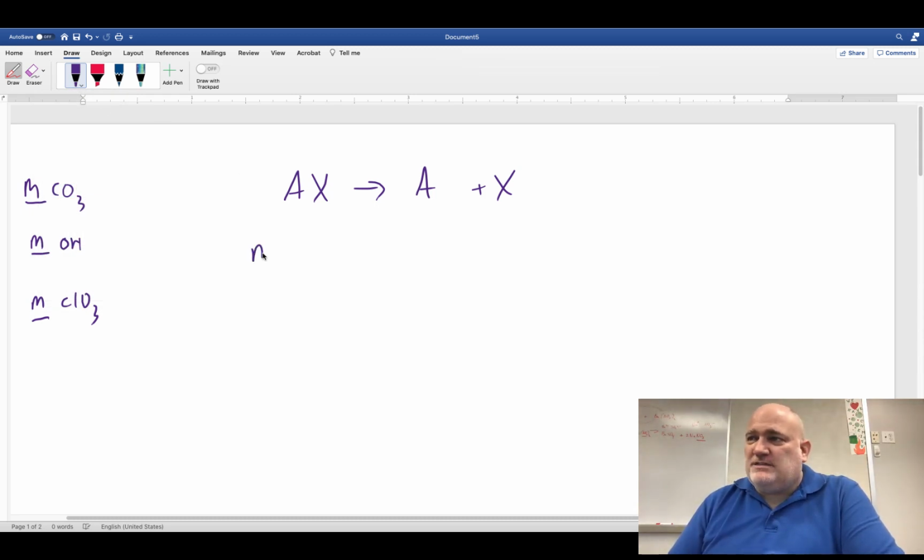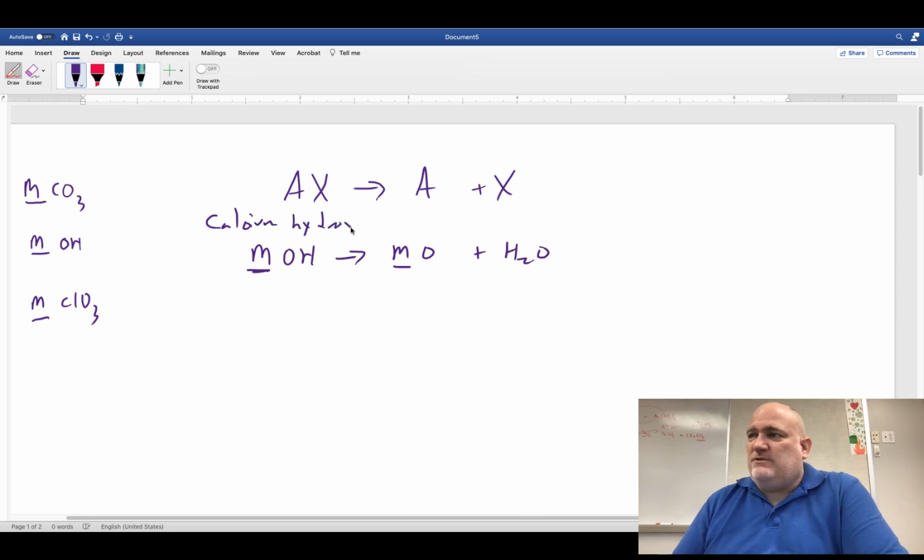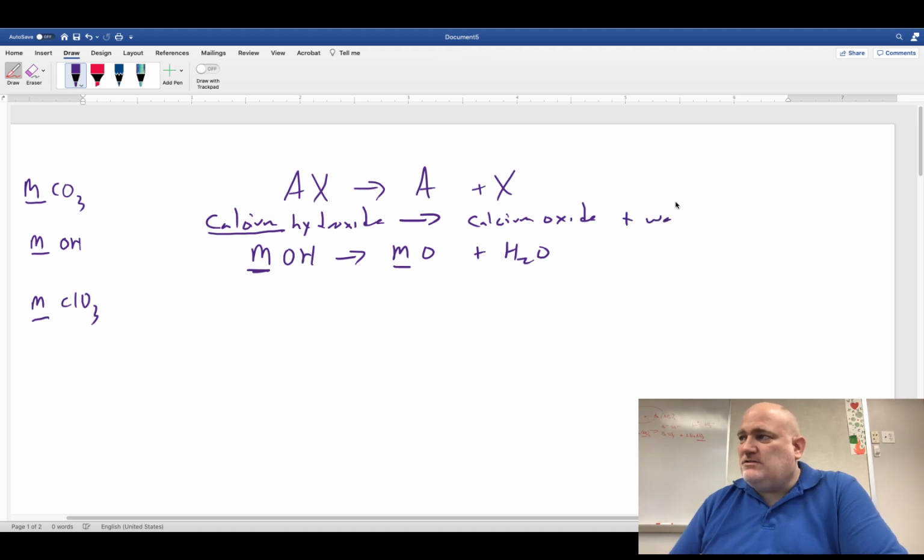And what happens with metal hydroxides is that they break apart into metal oxides plus H2O. Now again, the metal will change, but everything else won't change. So let's say we took a metal like calcium, and let's say the problem was this. Calcium hydroxide, and we saw an arrow. Well, the metal is calcium, which means that on this side, it's going to go together with oxygen, and it's going to become calcium oxide, and then the water is also there.